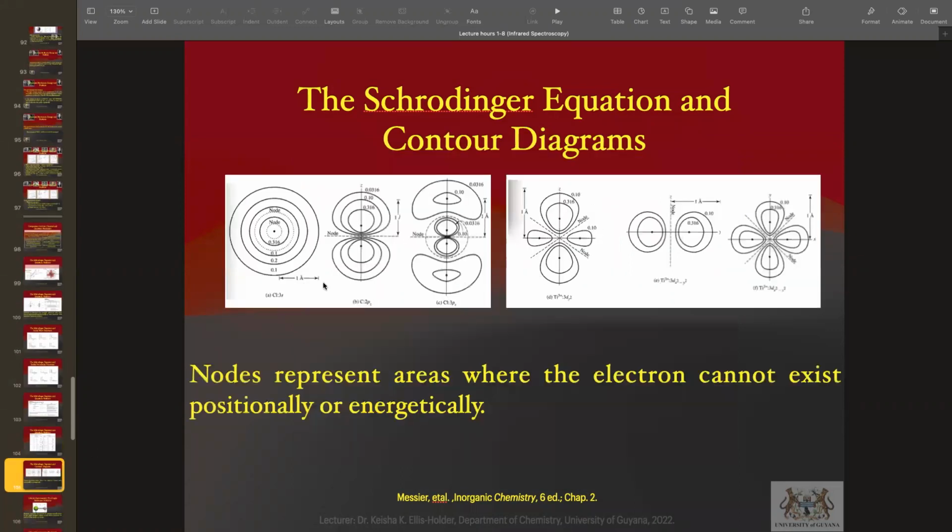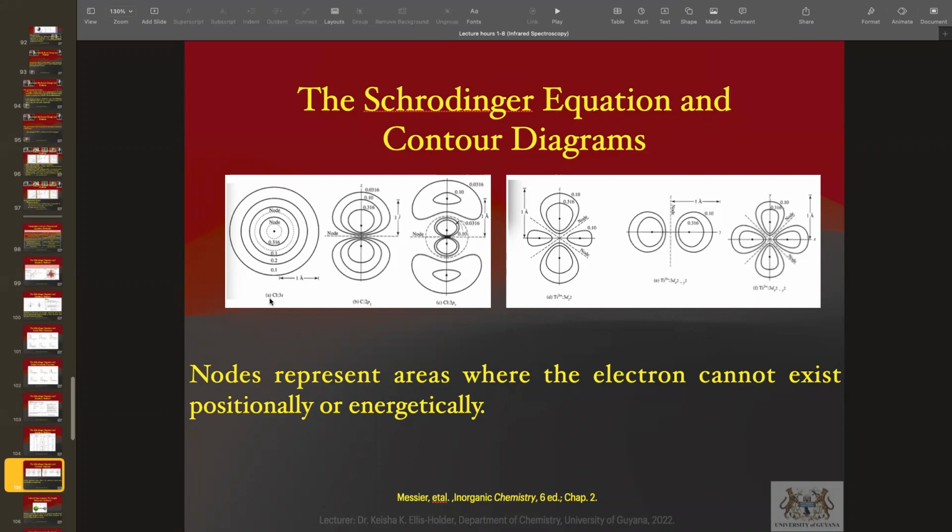So essentially, the takeaway here is that it gives us contour diagrams that are derived from mathematical wave functions. These mathematical wave functions inform us as to where the locations are of the electron, where it can exist and where it cannot exist, where it can exist positionally and energetically, and of course, where it cannot exist. All right, and so we know those to be nodes.